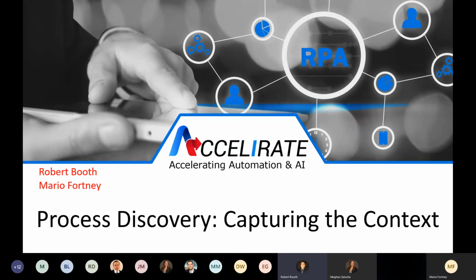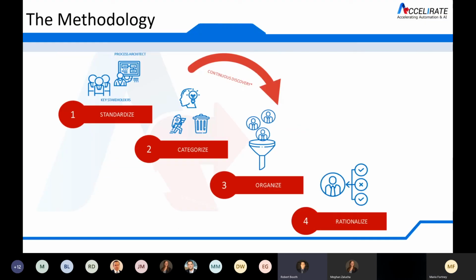Okay, great. So, Mario, let's go to the next slide and we can start from there. For those who have joined the previous sessions, this slide probably doesn't look very new, but it is important to give some context of what we're going to be discussing. In this methodology, we have four separate phases: standardize, categorize, organize, and rationalize. As I mentioned in previous calls, the standardize and rationalize phases are the most important, as well as the ones where the business is going to be most involved.